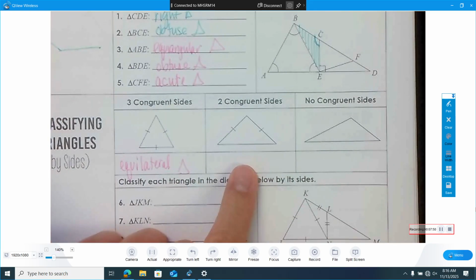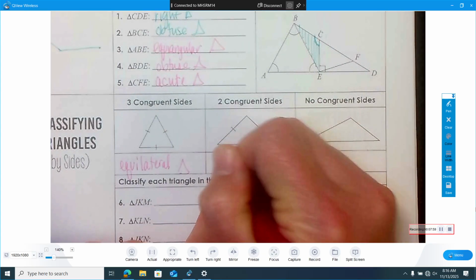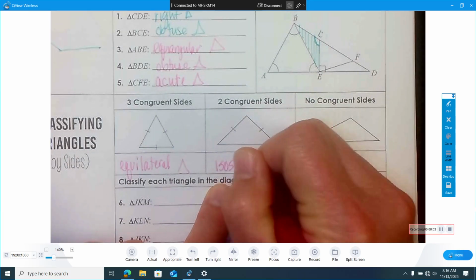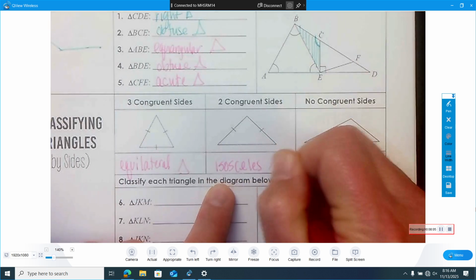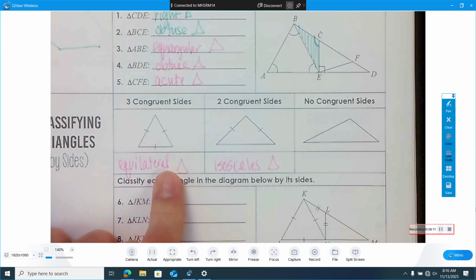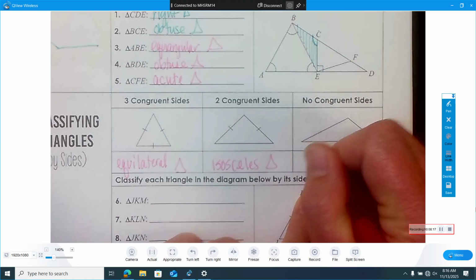And then here, 2 congruent sides? Do we know what that is? Double lateral. It's called isosceles. Isosceles triangle, so isosceles is 2 congruent sides, equilateral is 3 congruent sides, and then no congruent sides. Do we know what that's called? Scalene.